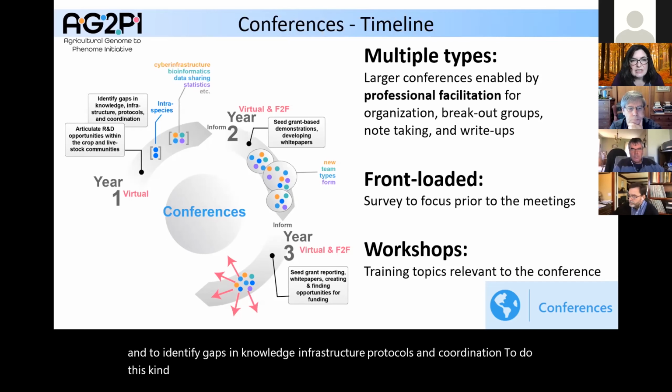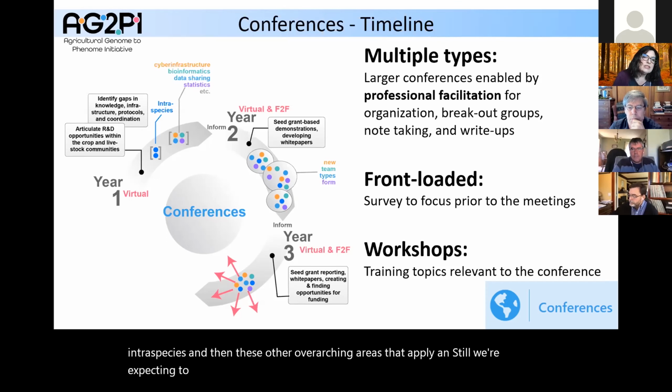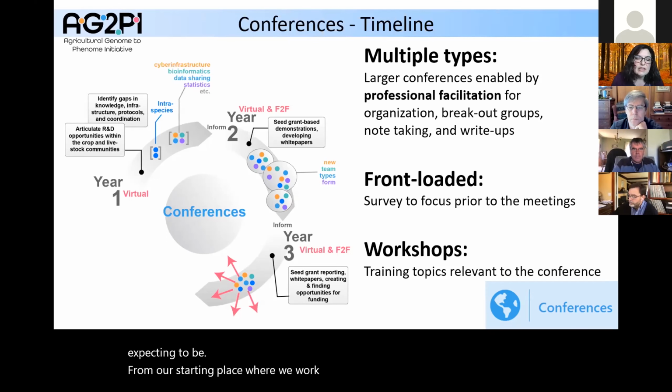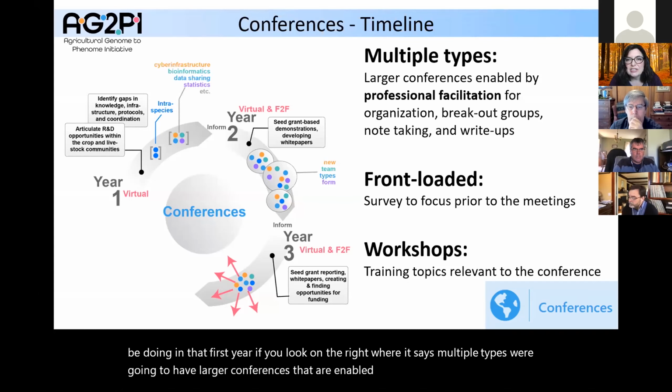And you see the same dots that you saw on that previous slide, intraspecies, and then these other overarching areas that apply. And still, we're expecting to be starting from our place where we work now independently. So what we're going to be doing in that first year, if you look on the right where it says multiple types, is having larger conferences that are enabled by professional facilitation for organization.